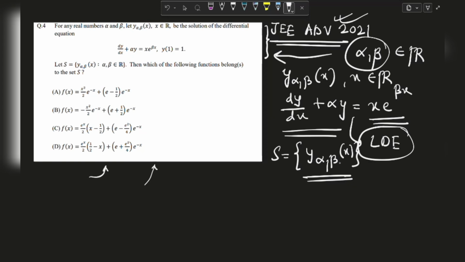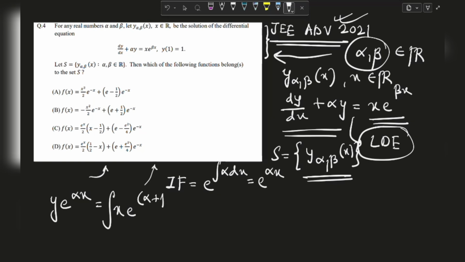Anyways, let's slowly proceed with the question. First, let's calculate our integrating factor, which is e power integral alpha dx, so e power alpha x. So generally, the solution to this particular question will be y e power alpha x equals integral x e power alpha plus beta into x. Now here's where things get a little bit complicated.